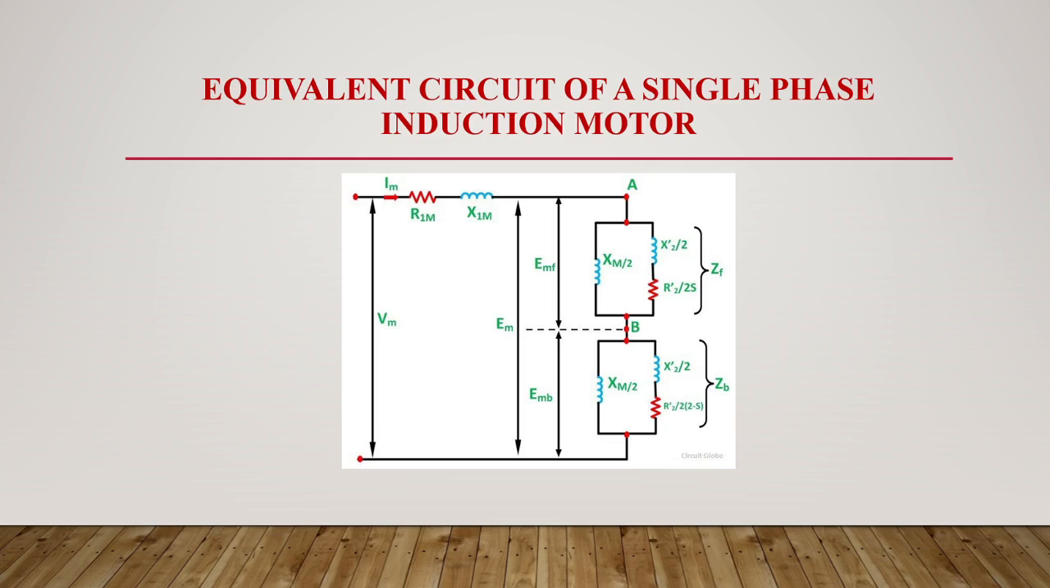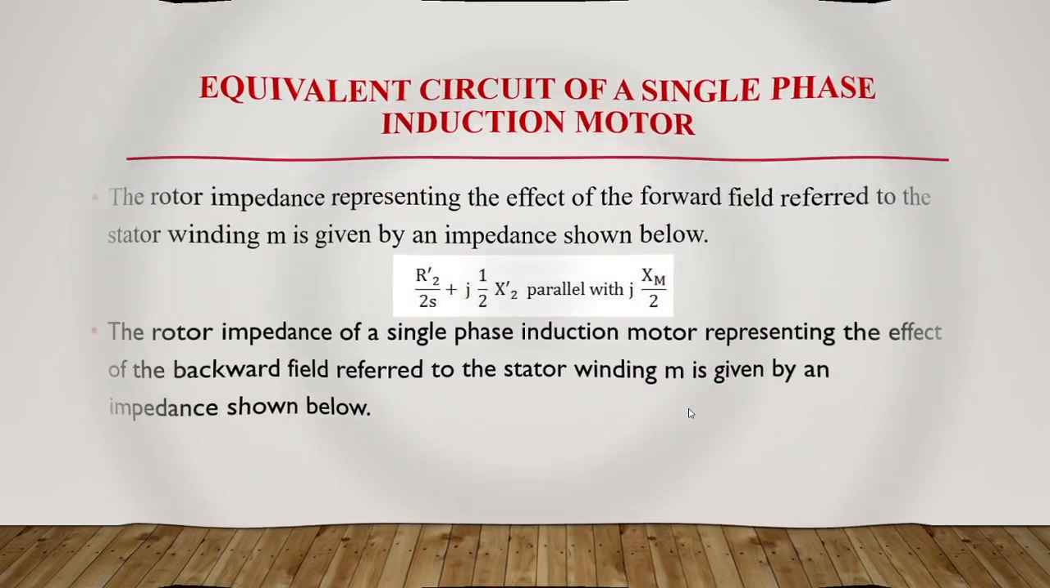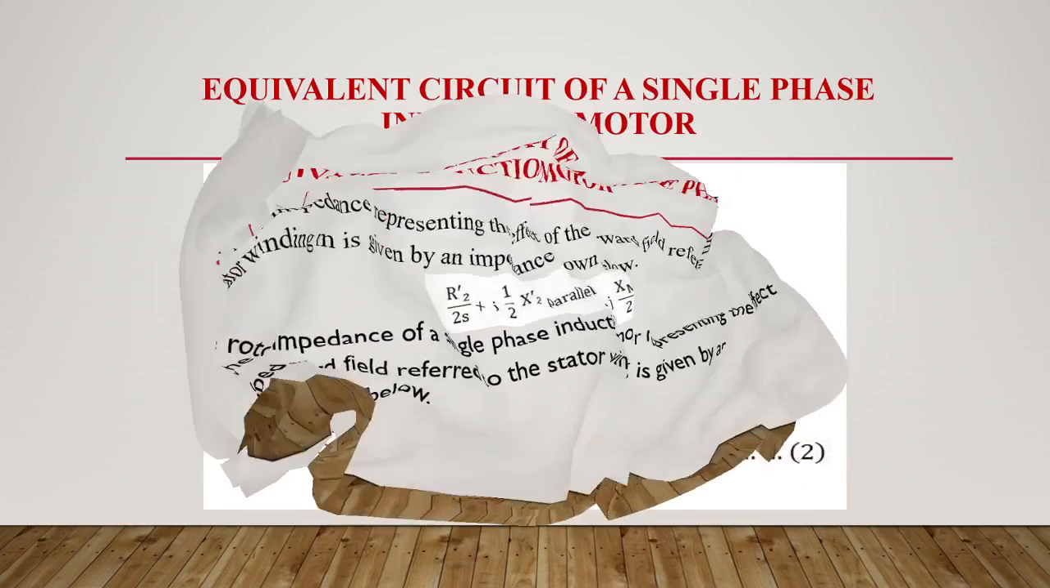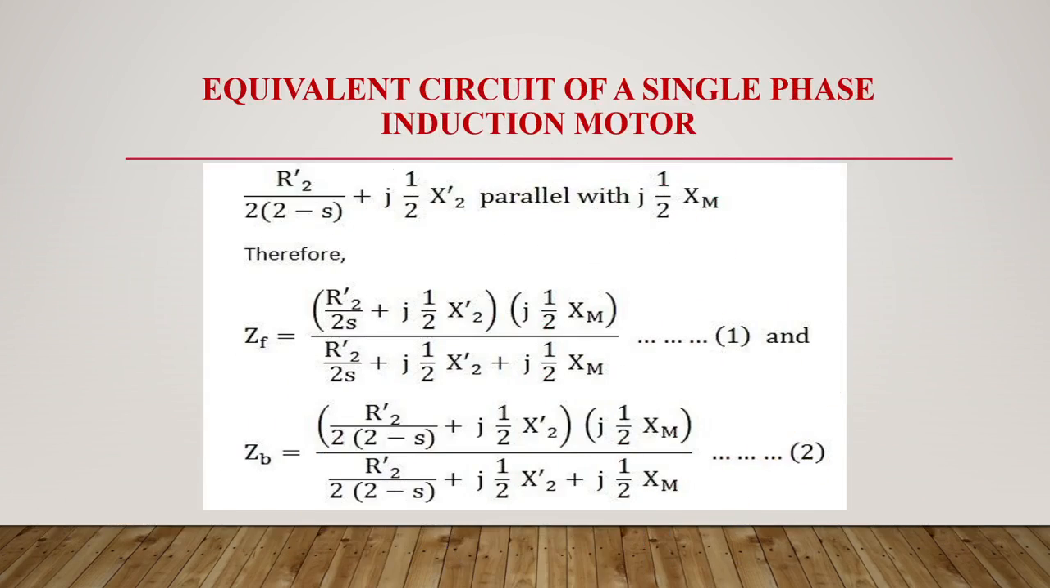So X2 dash by 2, R2 dash by 2s is the forward side reactance and resistance, and backward side it is X2 dash by 2 and R2 dash by 2 into 2 minus s. Then we have seen that rotor impedance representing the effect of forward field referred to stator winding will be Z equal to R2 dash by 2s plus j into 1 by 2 X2 dash parallel with jXM by 2, and for backward it is R2 dash by 2 into 2 minus s plus j into 1 by 2 X2 dash in parallel with j into 1 by 2 XM.